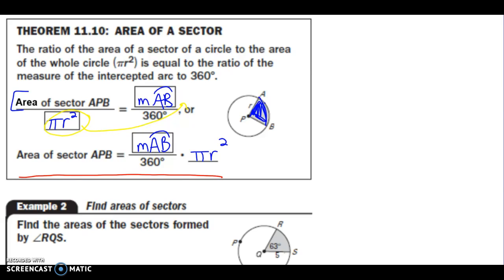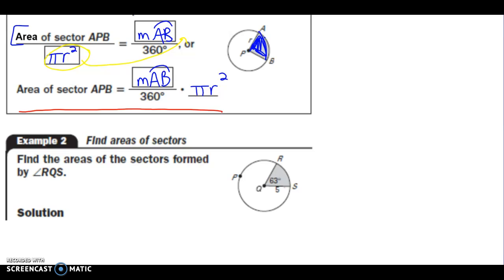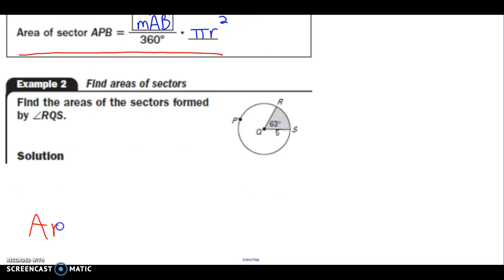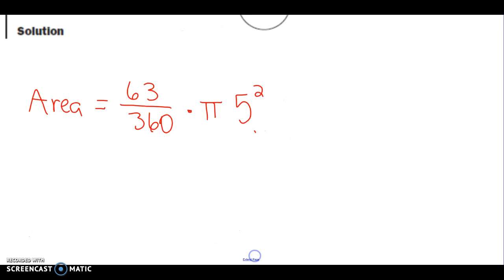So right now, find sector area on your blue cheat sheet. We're trying to find the sector area formed by angle RQS. It's already shaded in for us. So our area is equal to the measure of RS. What's the measure of RS? 63 degrees divided by 360 times the area of circle Q. So pi times r, which is 5, squared.